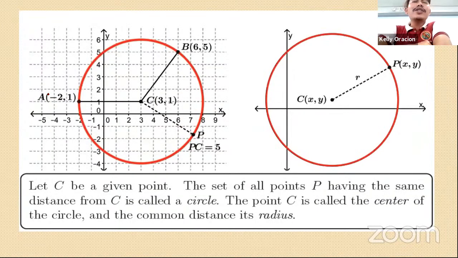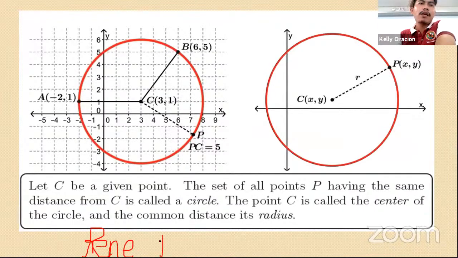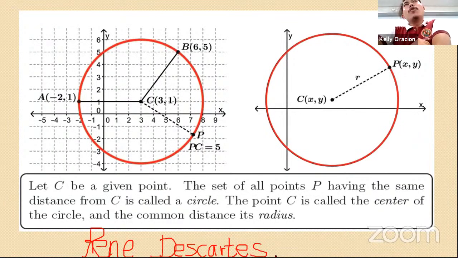Again, this is a graph of a circle in a Cartesian plane. By the way, let me give you a short history about the Cartesian plane. It was René Descartes who devised, or who discovered, this Cartesian plane. Here is the spelling of René Descartes. And he is famous for his saying, cogito ergo sum, I think therefore I am. So it was René Descartes who devised this Cartesian plane.